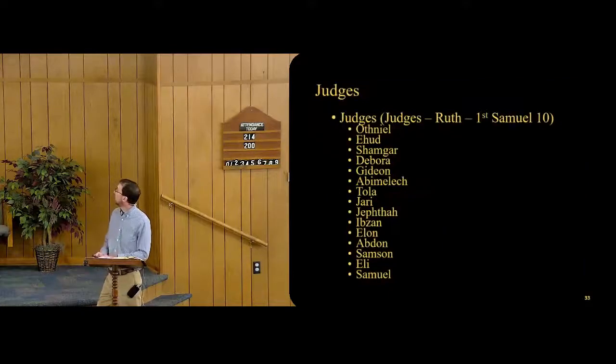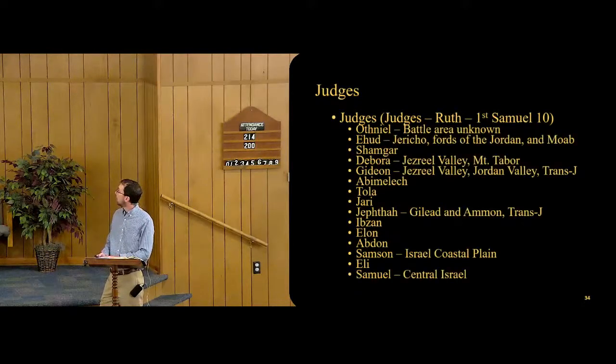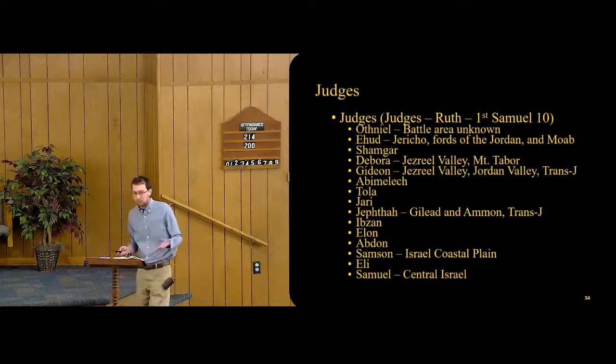Okay, so quickly, as time runs short, we're going to talk about the judges just for a moment. So that third cycle list that you're going to have is the judges themselves. With this slide, I want to put some of the names with locations. With some, we don't know. Like with Othniel, we do have some locational information mentioned about him, but it was where he was from, in a territory allotment text in Joshua, not his Judges text. We have Ehud at Jericho and the fords of the Jordan in Moab.